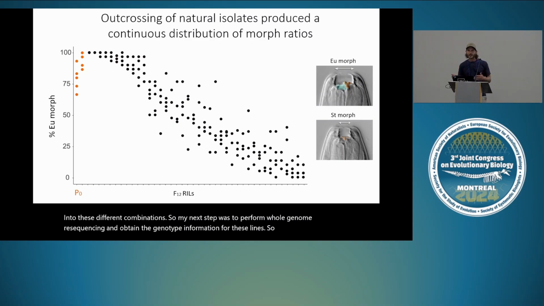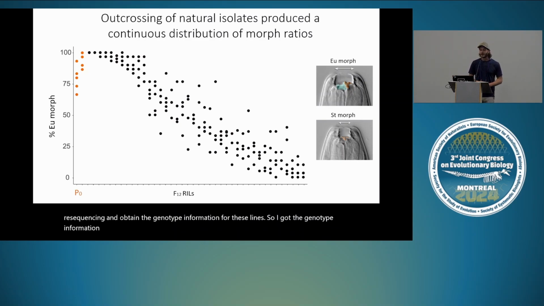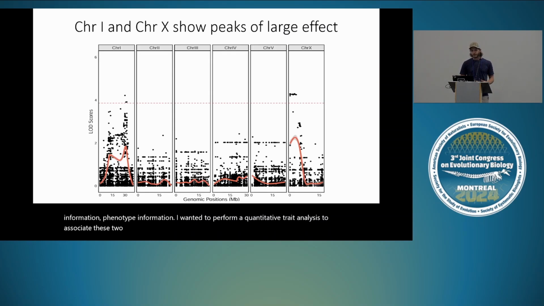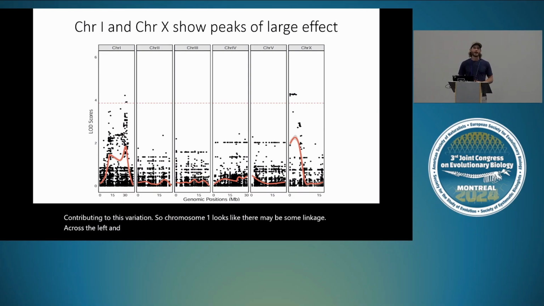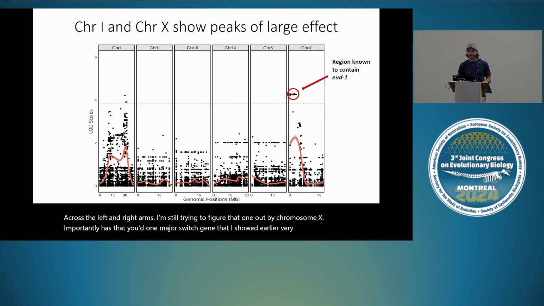So I got the genotype information and phenotype information. I wanted to perform a quantitative trait analysis to associate these two things. So I did that. And it looks like chromosome 1 and chromosome X both show peaks of large effect contributing to this variation. So chromosome 1 looks like there may be some linkage across the left and right arms. I'm still trying to figure that one out, but chromosome X, importantly, has that UD1 major switch gene that I showed earlier, very important to the polyphenism.